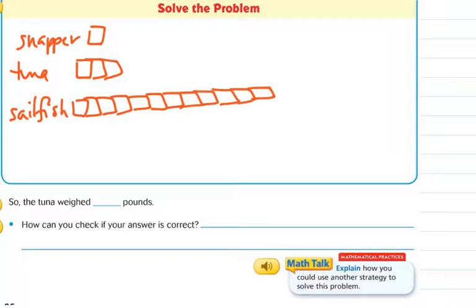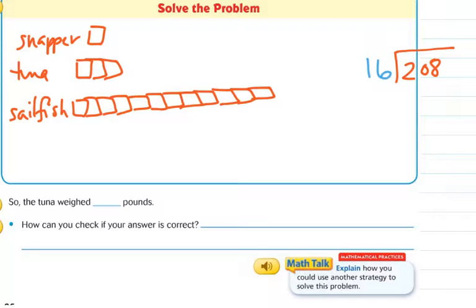I can divide the total weight of the 3 fish by the total number of boxes. So we know that the total weight for the 3 fish was 208 pounds. And we know that if we count up all the boxes, we have 1 box, 3 boxes, and then we have 12 boxes. So the total amount of boxes that we have here, boys and girls, is 16 boxes. So we can use that information to divide by. That'll be our divisor.